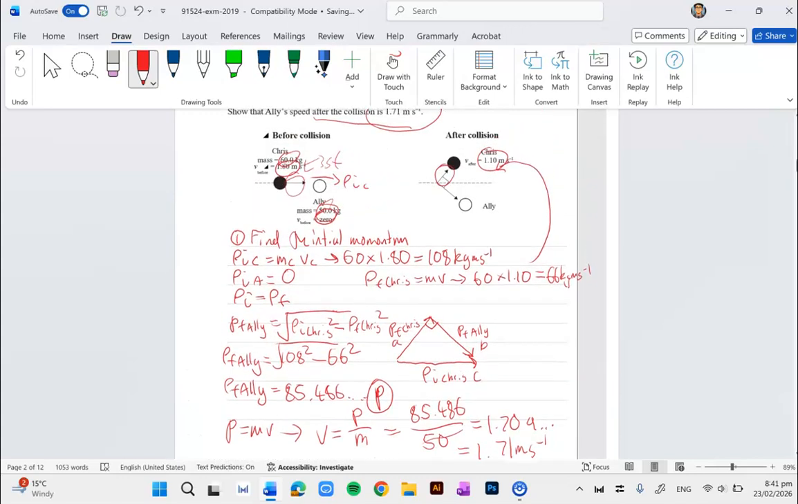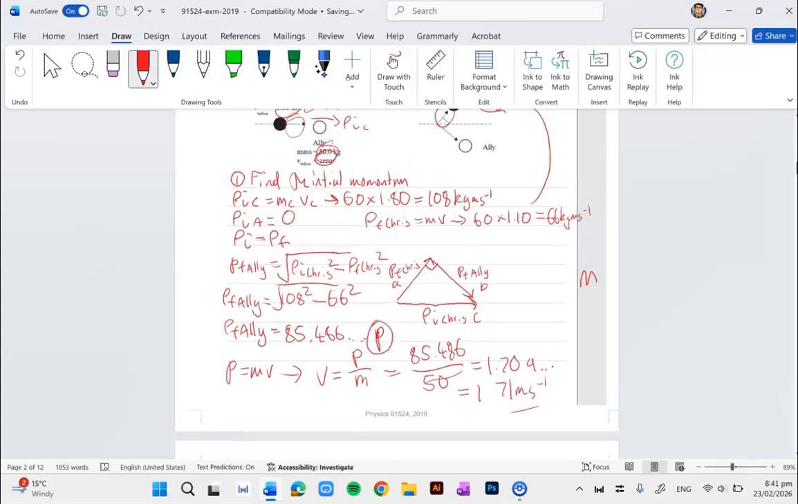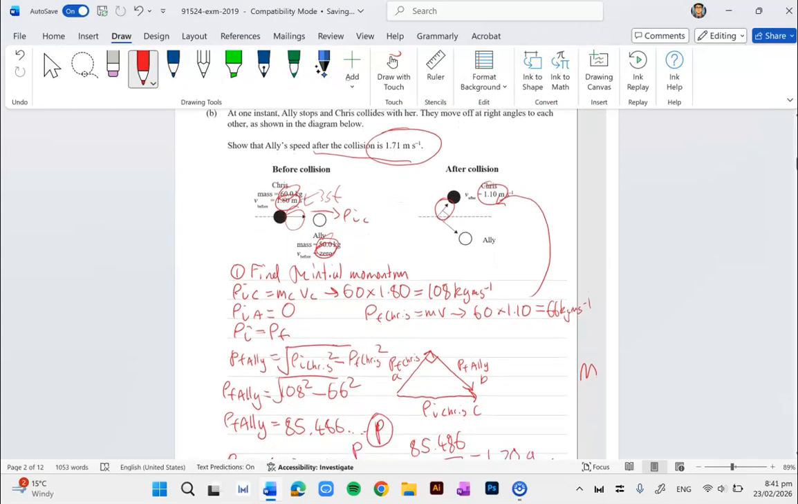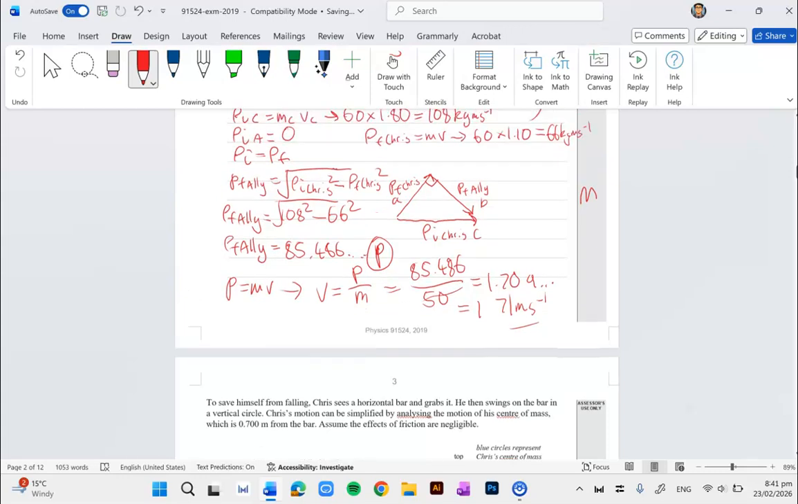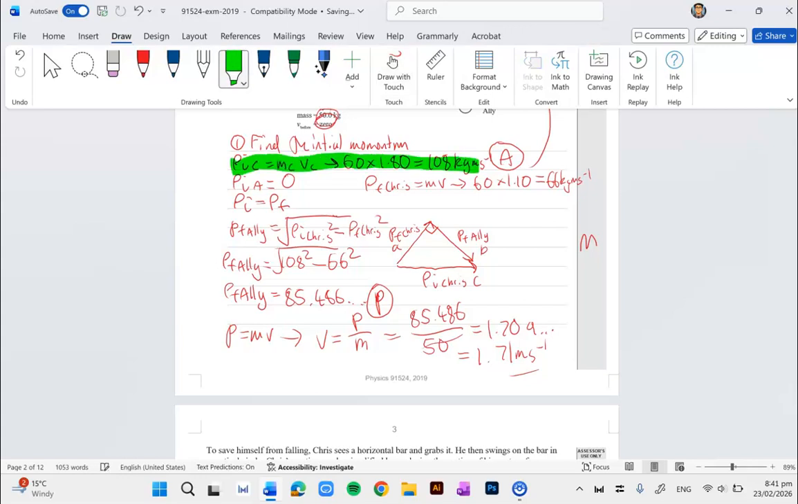So this is a merit question. Merit is awarded if you can prove that Ellie's velocity is 1.71. To get achieved, you can either calculate Chris's momentum before, or the total momentum before, or calculate Ellie's velocity with an incorrect momentum, so you must have gotten to the 1.71 with another invalid method. Even just this line is enough for achieved.